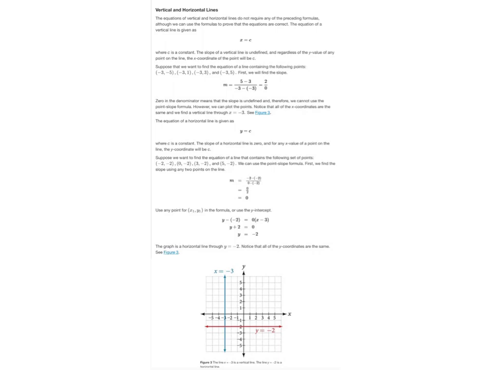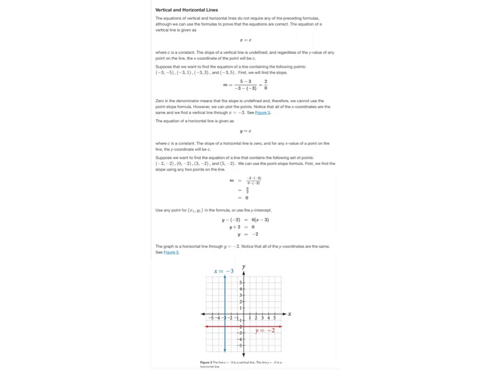It says the equations of vertical and horizontal lines do not require any of the preceding formulas. You don't have to do slope-intercept formula. You don't have to do point slope. It's a lot easier than that because your slope is either 0 or undefined. So we just have x equals a number or y equals a number. If it's vertical, that line is going to cross the what axis? X axis. So it's x equals. If it's horizontal, which axis is your line going to cross?